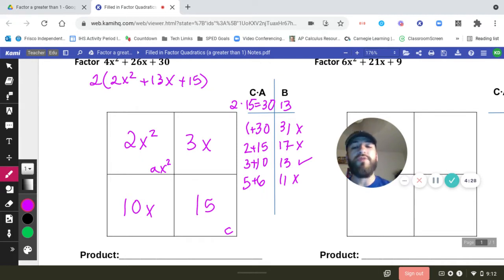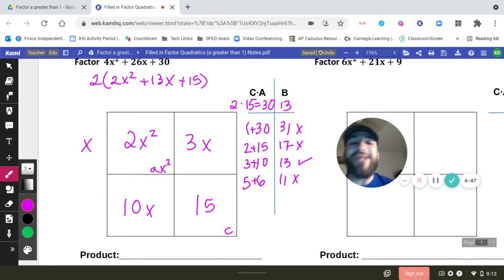Well, 2 and 3 are both prime numbers, so I can't take any number except for 1 out of both of those. But x squared and x, I can factor out an x. So I can go ahead and put an x out here on the outside. Then 2x squared and x, so now I'm going to do this first column, 2x squared and 10x.